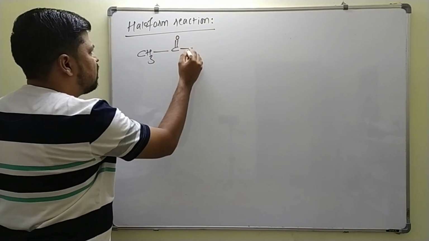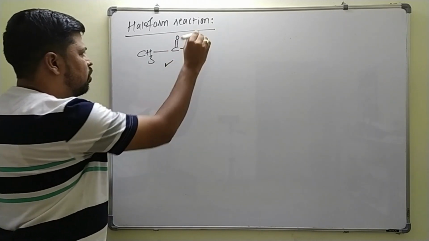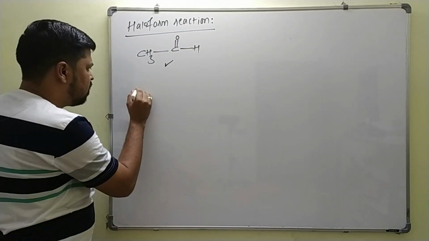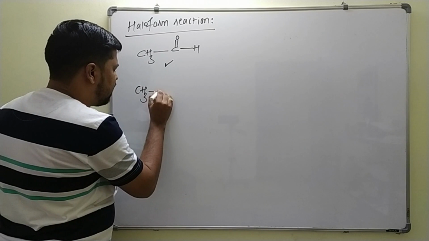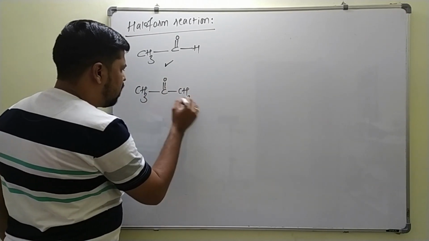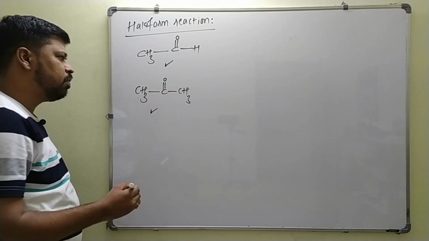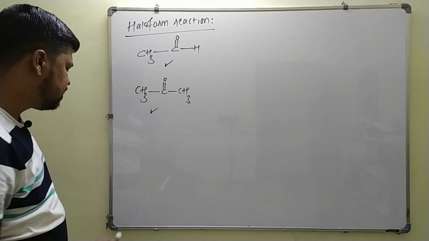So this is having a methyl group connected to the carbonyl group, it will undergo haloform reaction. Suppose if I take CH3 C double bond O CH3, again this is having a methyl group that is connected to the carbonyl group. Again it will undergo haloform reaction.